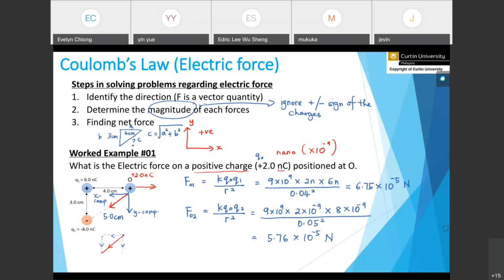So now we want to resolve, especially we want to resolve for F02, because F02 is not along the x-axis, neither is it along the y-axis. It is at an angle, so we have to resolve it. So remember the direction that we have taken as positive: y up as positive and then x to the right as positive.